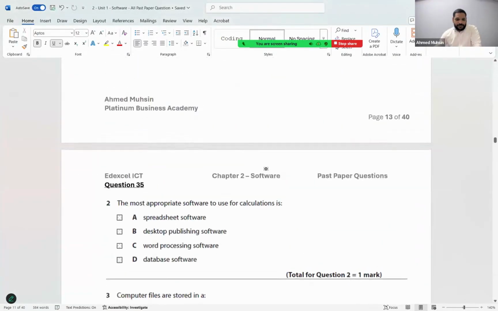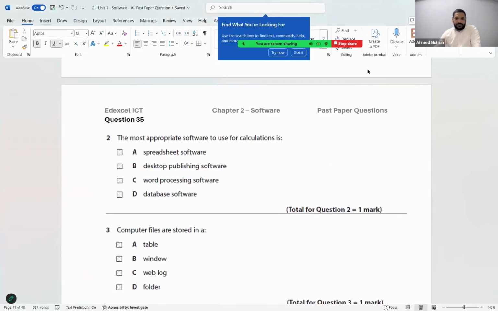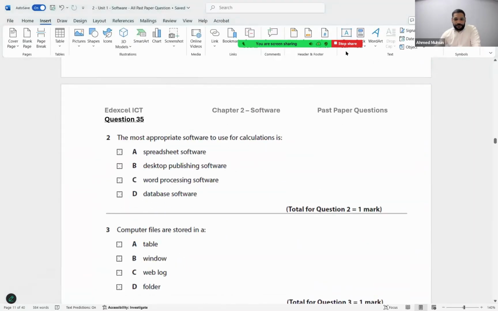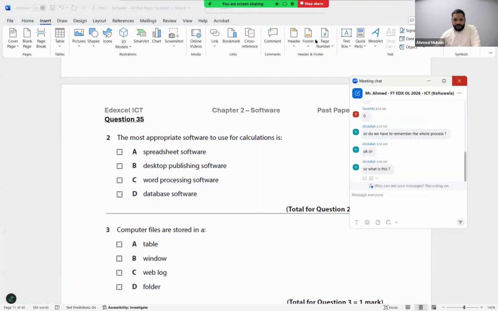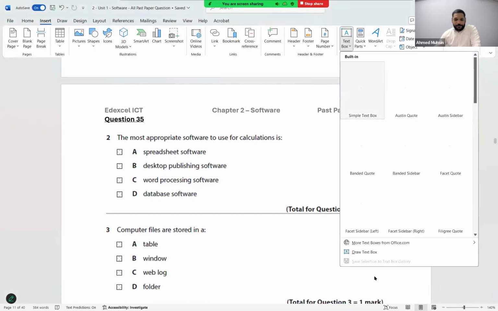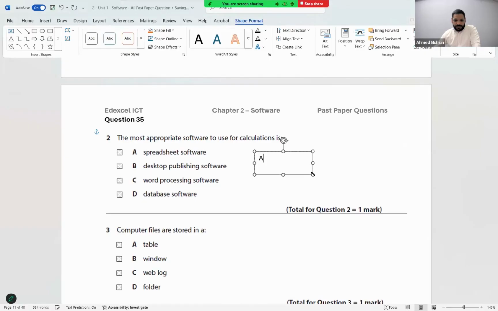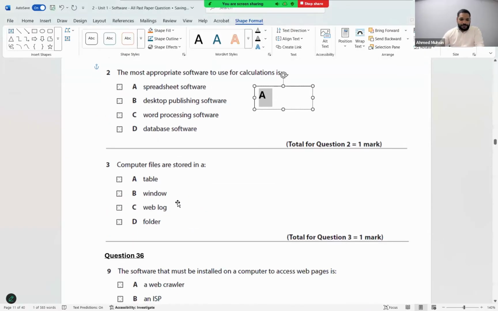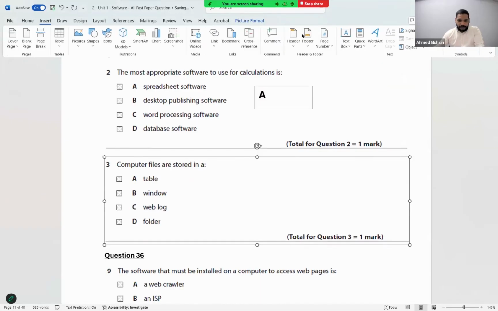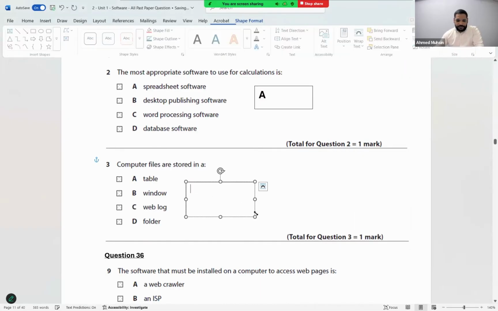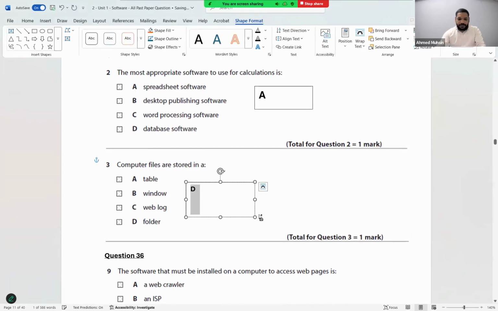Right, everyone. Question number 35. The most appropriate software for calculations is spreadsheet. Guys, hurry up. I want to move to the bottom also. Computer files are stored in a folder. So the answer here is D.